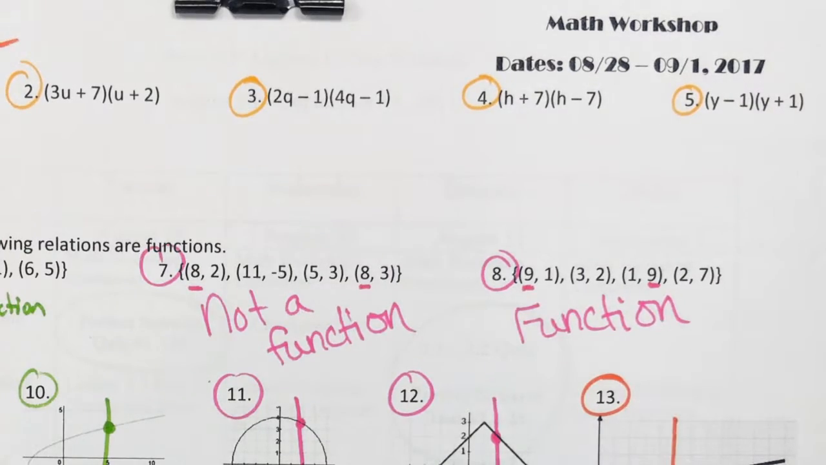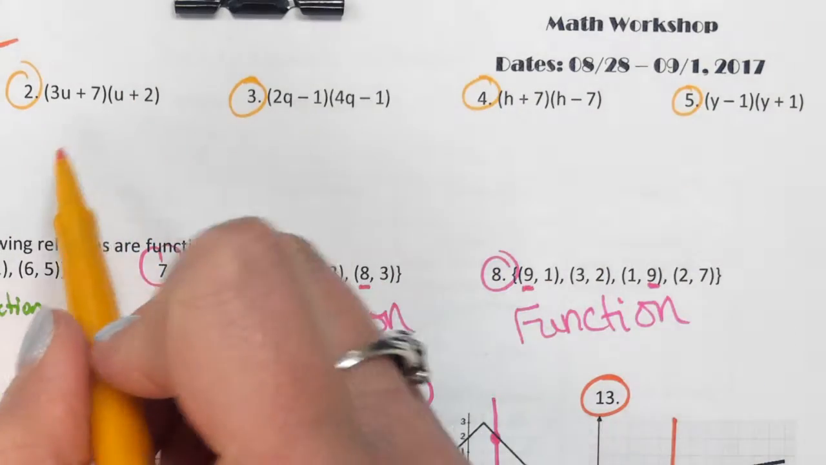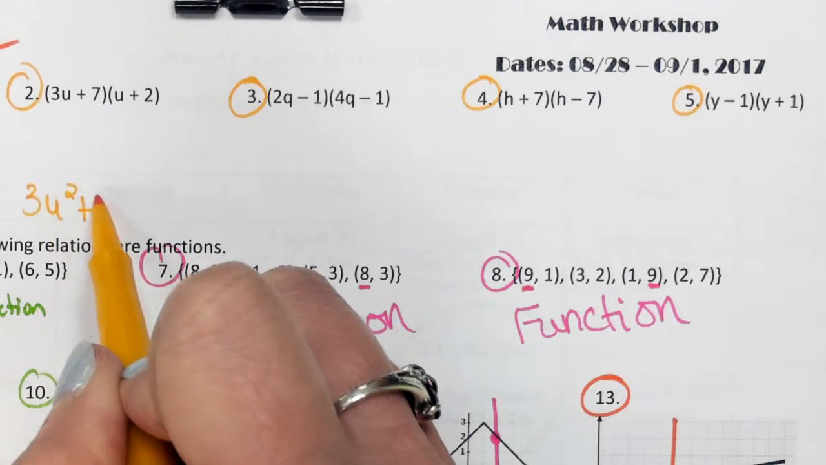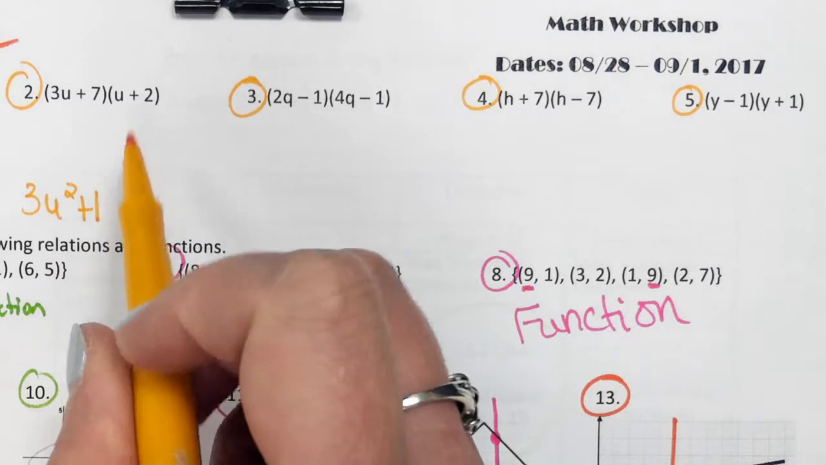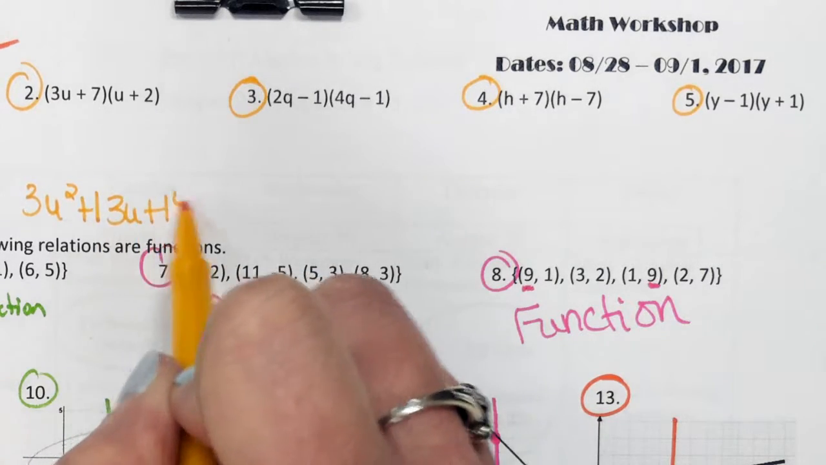Guys, y'all ready? What did y'all get for number 2? 3u squared plus 13u plus 14. Plus how much? 14. No, like the middle number. What'd you say? Oh, 13u. 13u. Very good. Very nice job, guys.